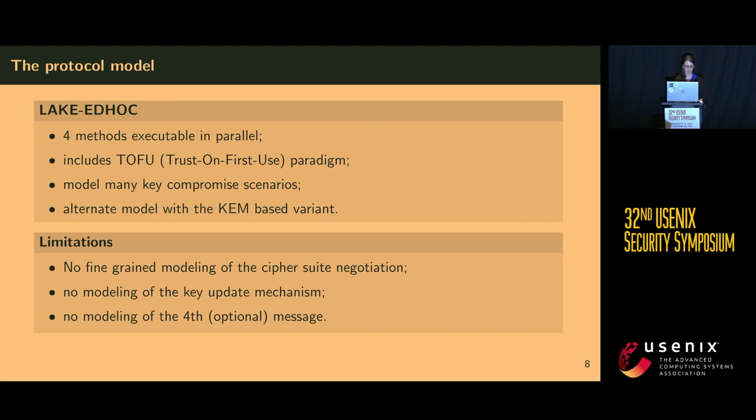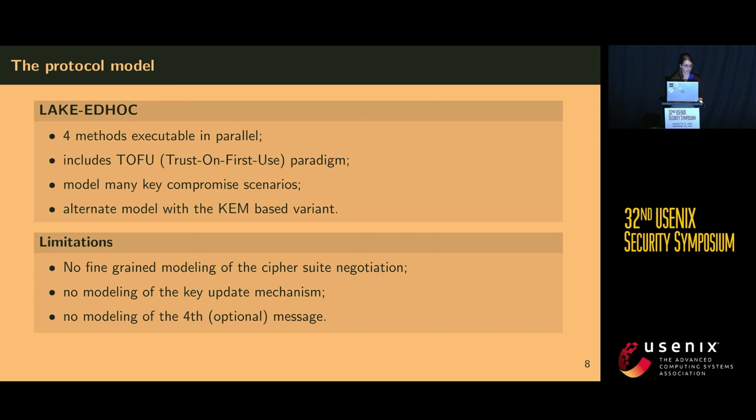Now, of course, our model has limitations. So, for example, we have no fine-grained modeling of the cipher suite negotiation that happens at the very beginning of the protocol. We also have no modeling of the key update mechanism that happens during the protocol. And finally, we have no model of the fourth optional message.